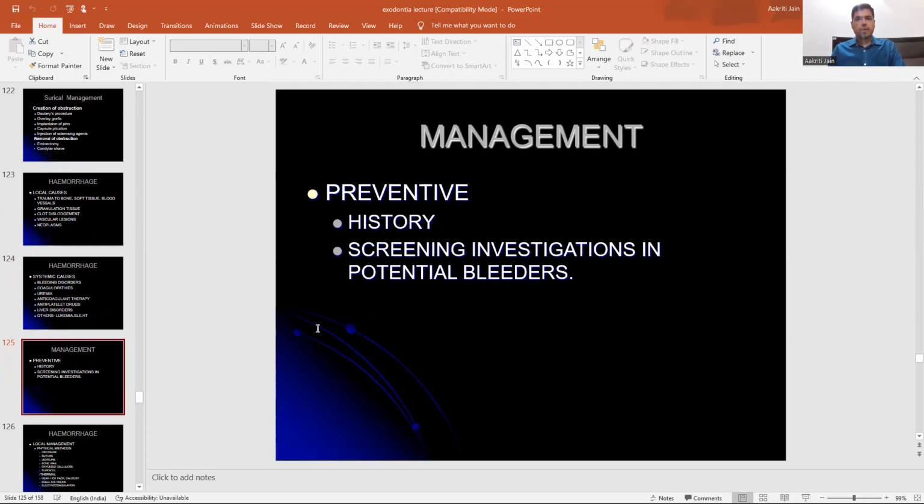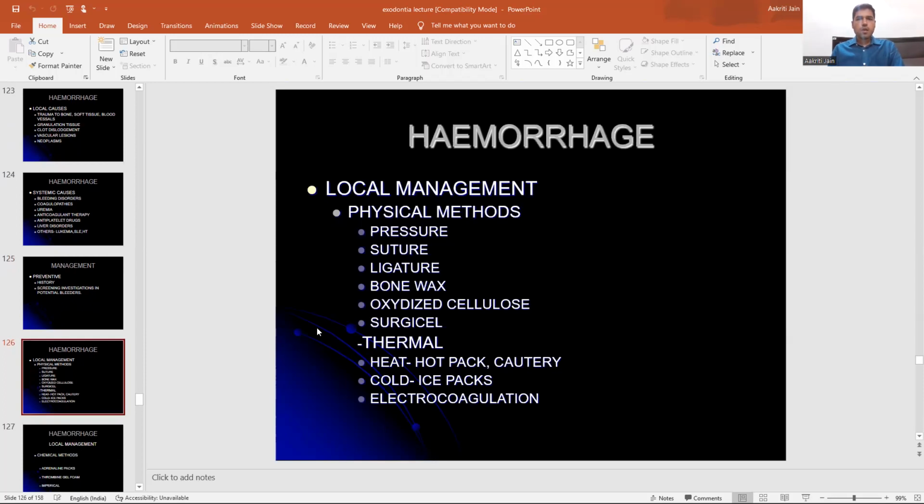The management can be preventive, by taking the history prior to the procedure and screening investigations for potential bleeders. Local management for the hemorrhage can be done by physical methods. Number one, pressure application, suture application, using ligatures to arrest the bleed. Bone wax can be applied. Oxidized cellulose can be used, or Surgicel can be placed. Thermal management can be done by hot packs, cautery, cold ice packs, or electrocoagulation procedures.